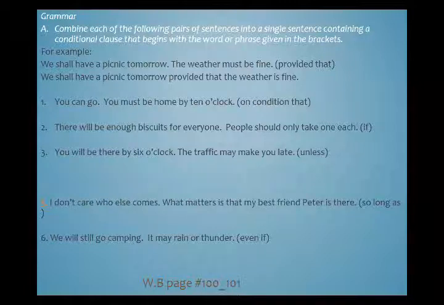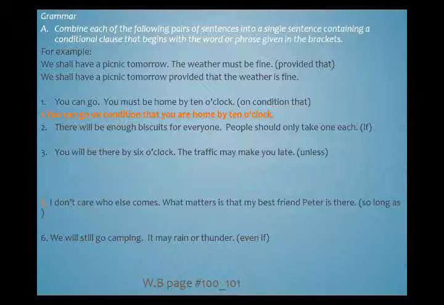Number A, we are having here: combine each of the following pairs of sentences into a single sentence containing a conditional clause that begins with the word or phrase given in the brackets. For example, we shall have a picnic tomorrow. The weather must be fine. Provided that we shall have a picnic tomorrow, provided that the weather is fine. Now first: you can go, you must be home by 10 o'clock, on condition that. How can we make this? You can go on condition that you are home by 10 o'clock.